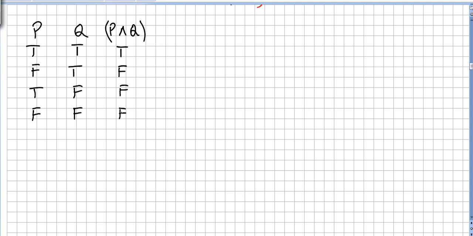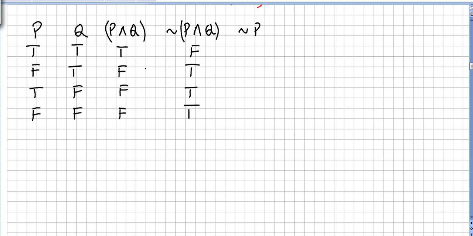Okay. Now let us do the table for not (P and Q). So this is P and Q, so this is not (P and Q). So this table will be the opposite of all this table. True, false, false, true, false, true, false, true. Right? Okay.